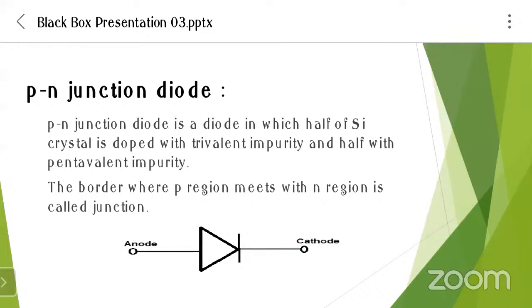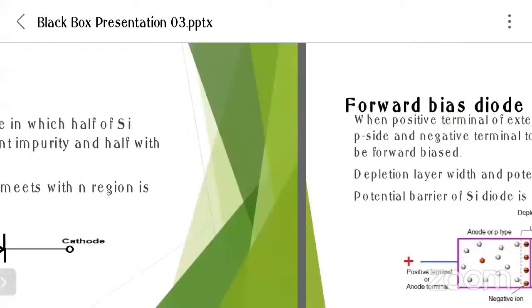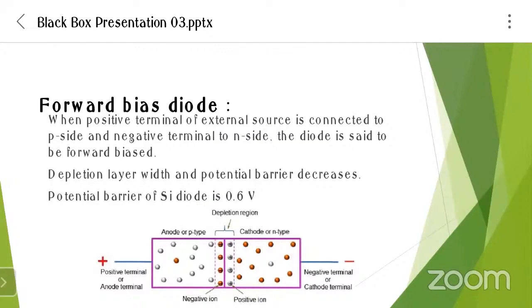Forward bias diode. When the positive terminal of the external source is connected to the P side and the negative terminal is connected to the N side, it is said to be a forward bias diode. Depletion layer width and potential barrier decrease. The potential barrier of silicon is 0.6 volt.